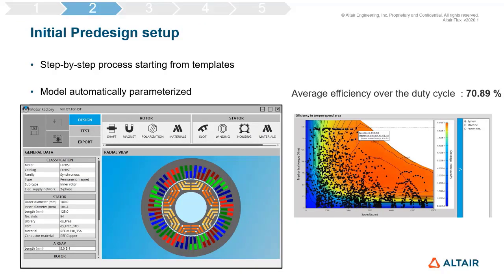And then we have this initial design modeled in Flux Motor, so we can put all of this through the design tab here by following a step-by-step process, starting from templates, and the model will be automatically parameterized. After we put in our initial design, we can run the performance mapping test to come up with the efficiency map, and then we can evaluate the average efficiency over the duty cycle, which in this case is around 71%.